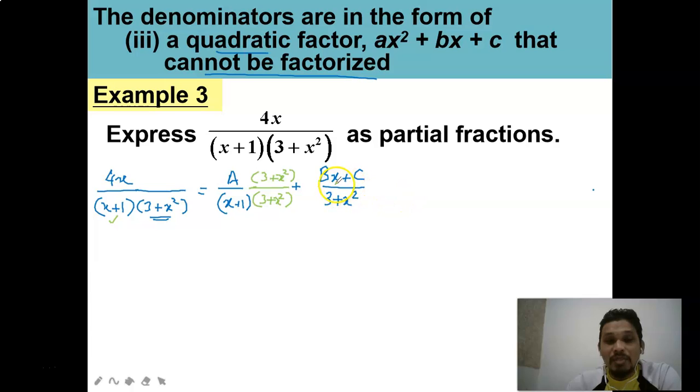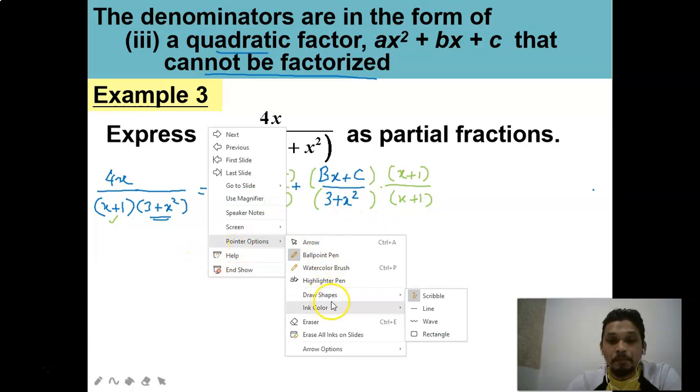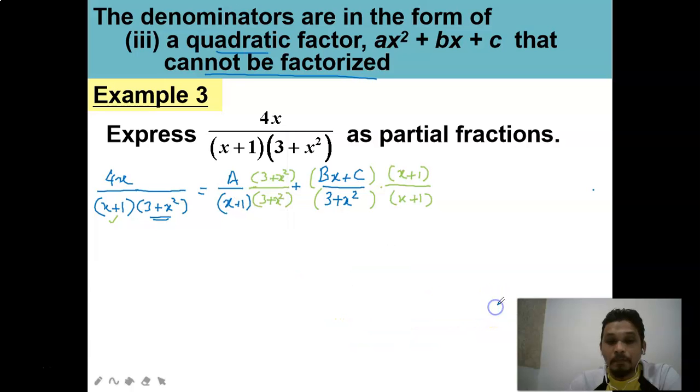And what about this one here? Bx plus C. It has 3 plus x squared, it needs another of x plus 1 here. So multiply with x plus 1 and x plus 1. So now look at the denominators, one here and another one here. Both are equal.